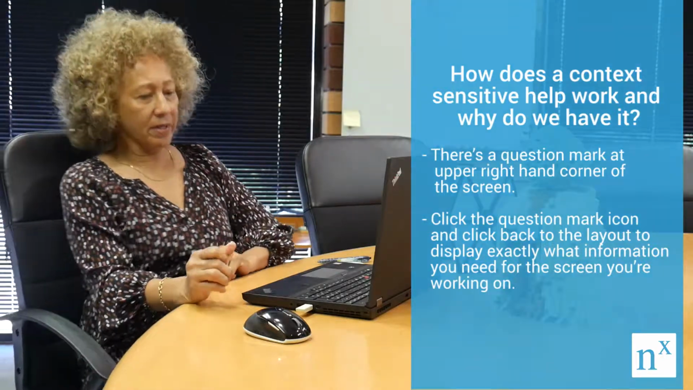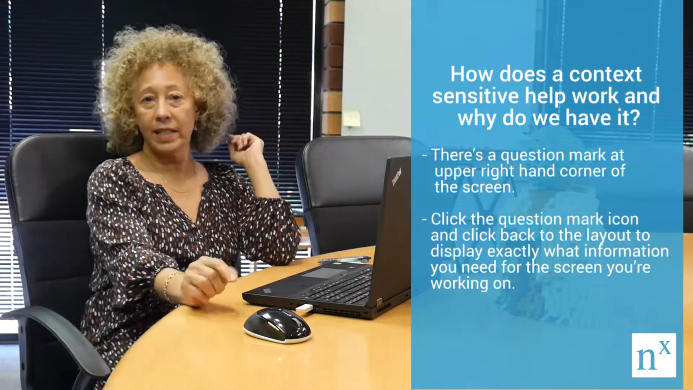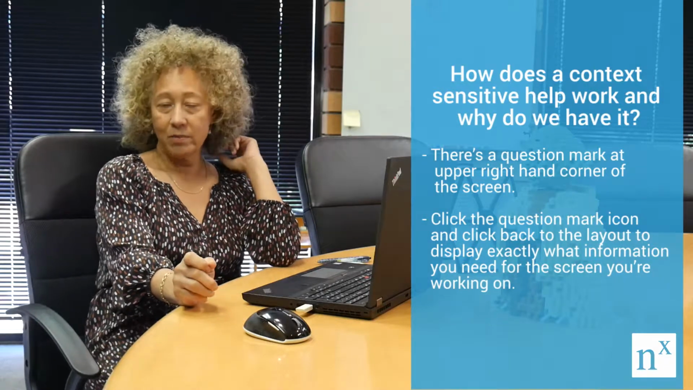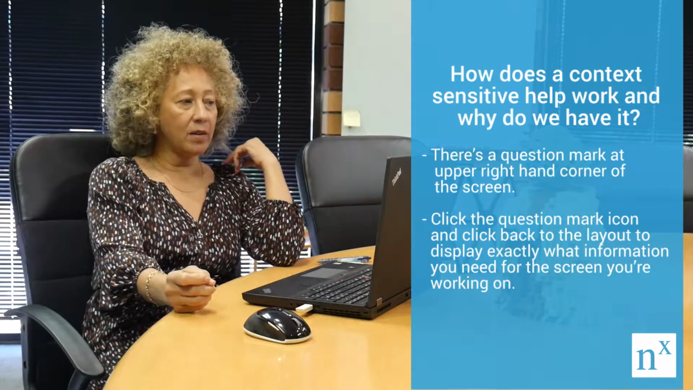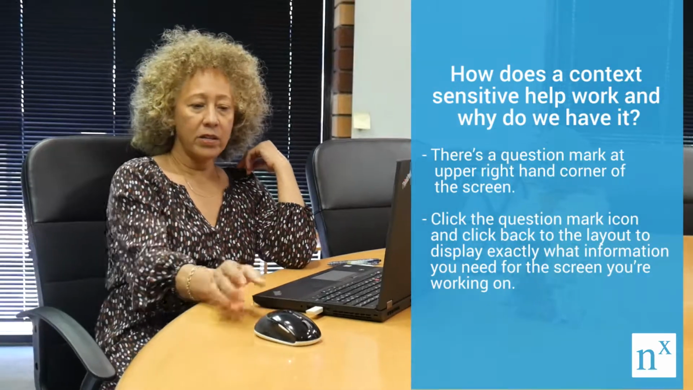Context sensitive help is basically you access it by clicking on that little question mark in the upper right hand corner of the product. And when you click, you're going to open up our help system exactly on the topic that covers whatever it is you were working on. So instead of having to scroll through the entire manual or do a keyword search or something, you're just right at the help that you need.